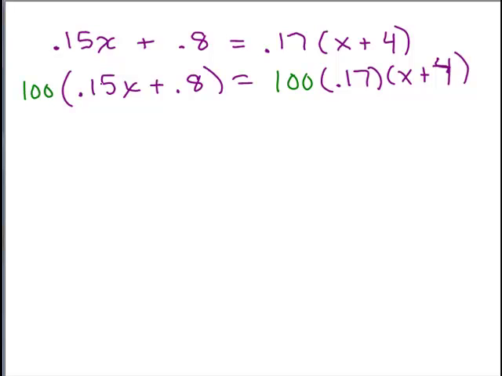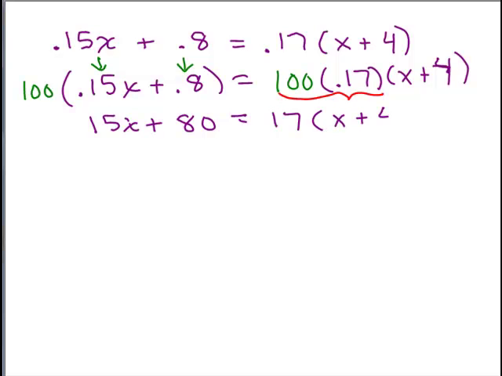Okay, so when I do the distributive property on the left, remember you're multiplying 100 by each of these terms, right? You get to move the decimal 2 to the right, so that's 15x. And this one, when I multiply by 100, it goes over 2 to the right. That becomes 80. And here's the tricky one for a lot of people. You are not distributing the 100 by what's in the parentheses. First, you just multiply these two numbers, and then you do the distributive property in the next step. So 100 times 0.17 is 17, and now when I distribute, I am distributing with a whole number. Okay, so next step, do the distributive property.